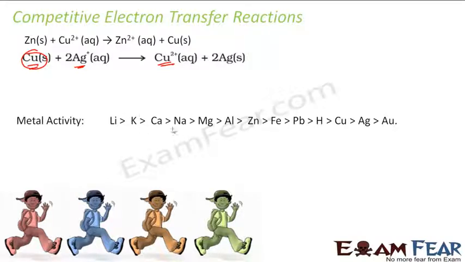Similarly, potassium, calcium, sodium, and this is the order. Gold, if you see, is at the last. That is very unreactive, and that's why we make a lot of ornaments in gold. So this is a reactivity chart.